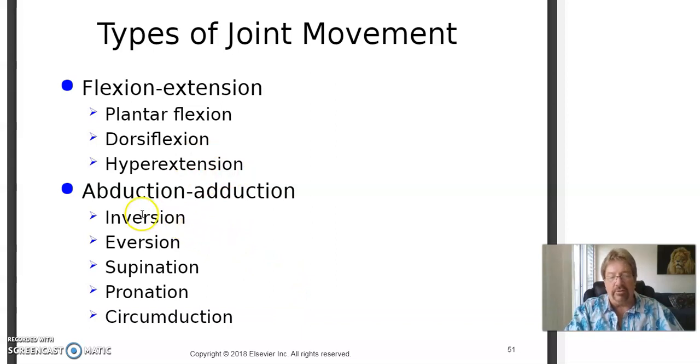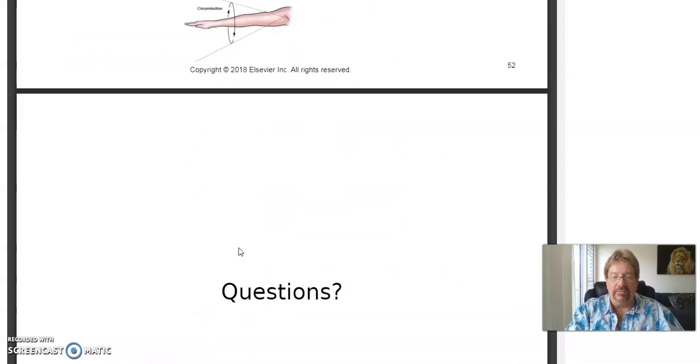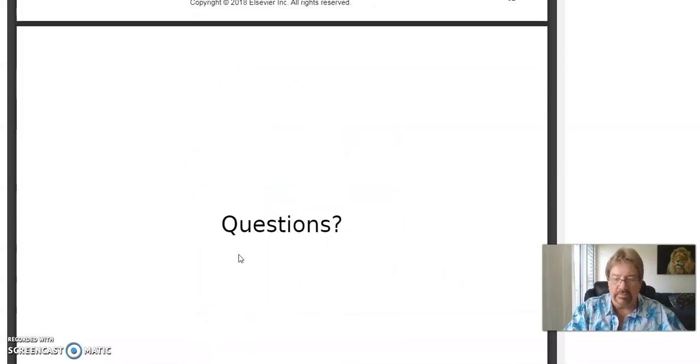If the feet are pointed inwards, that's inversion. If they're rotated outwards, that's eversion. Supination, pronation, circumduction. Here they all are. Well, we did it. All right, I'm so proud.